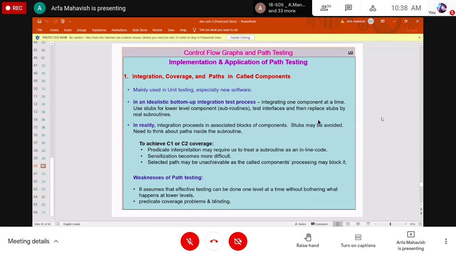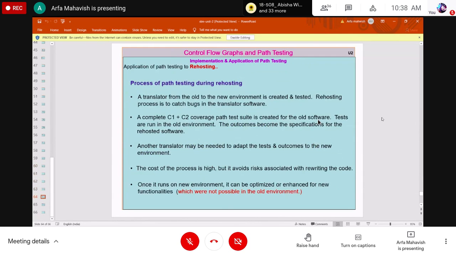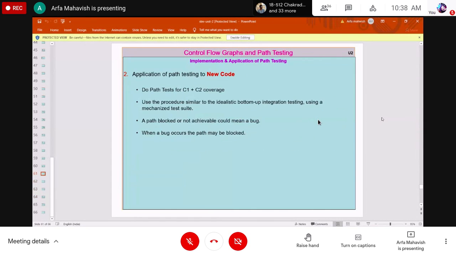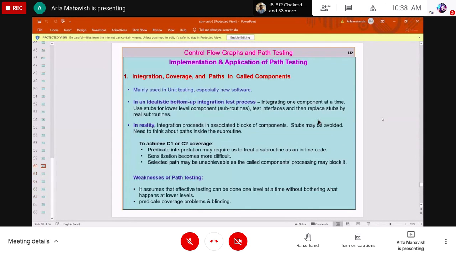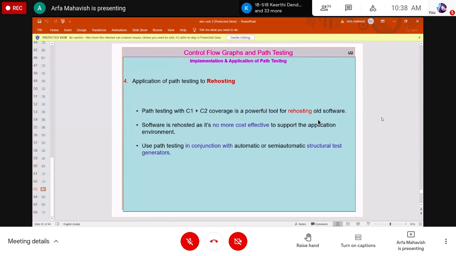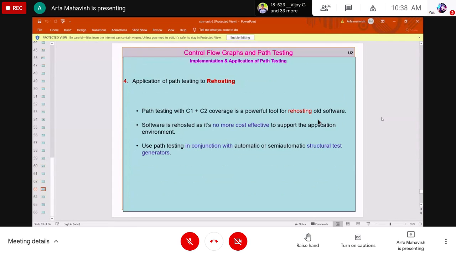So just now I have to explain about this one, guys. We have these 4 things and the procedure of path testing. From here till here, we have the applications of path testing. We have 4 applications of path testing. This one is the first application, this one is next, then the third and fourth, and the procedure of rehosting.